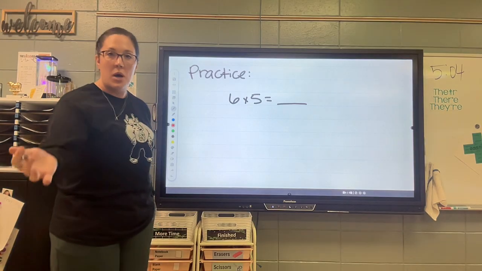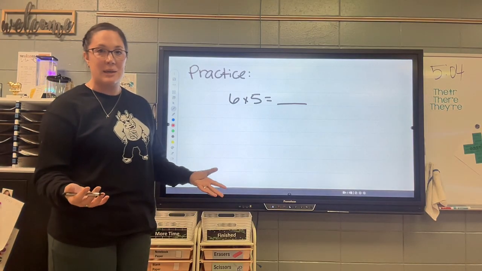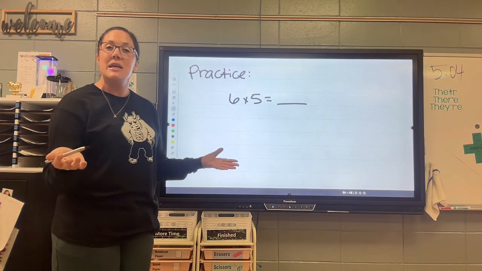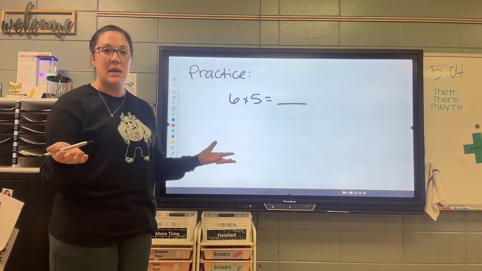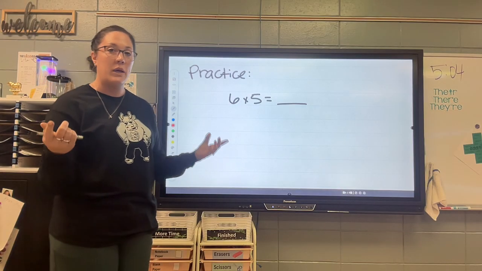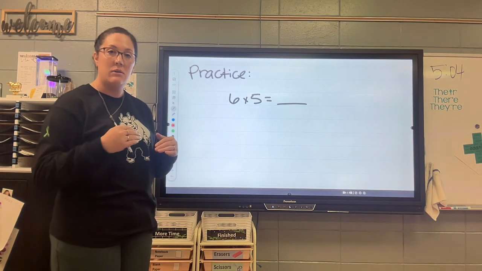Now, since you guys are all mathematicians, I know you know how to skip count by 5, 5, 10, 15, 20, 25, 30, right? But let's say you didn't know how to do that. Let's say 6 times 5 was just a really tough one for us. What we can do is we can break it down, okay?